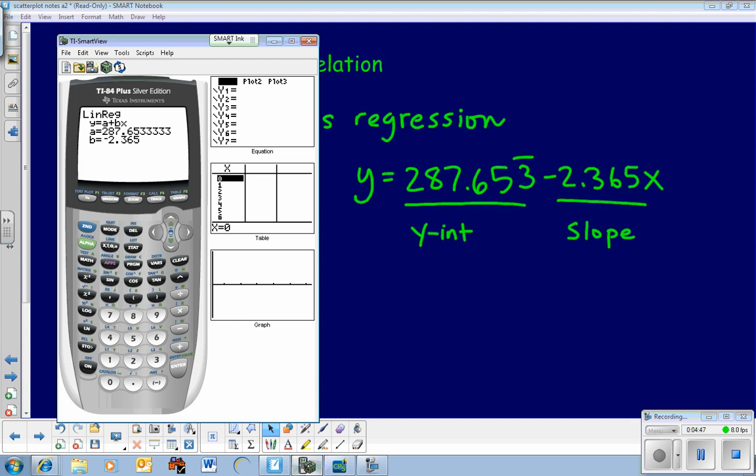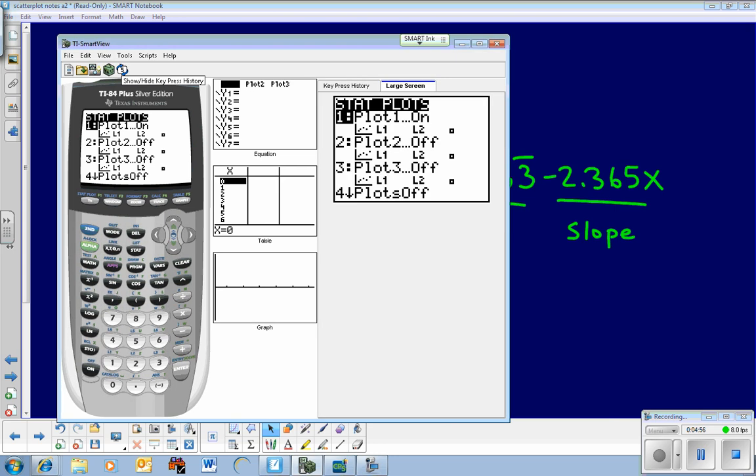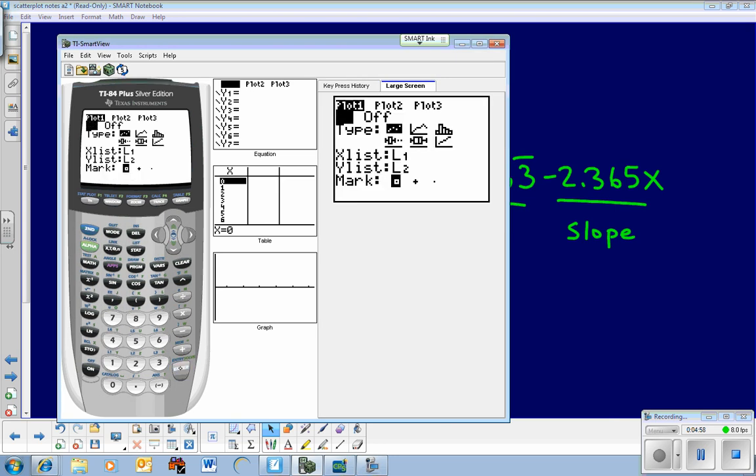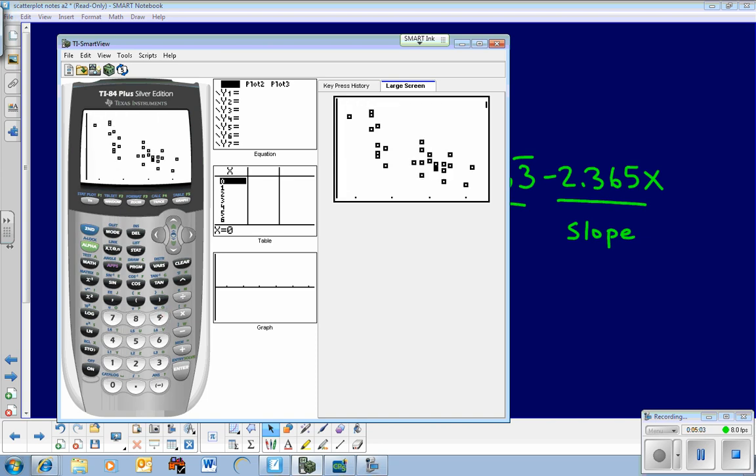Let's go back to our calculator. Here's the regression line. If you go to stat plot, you turn plot 1 on and you select the scatter plot option. And remember, zoom 9 is how we get to our dots.